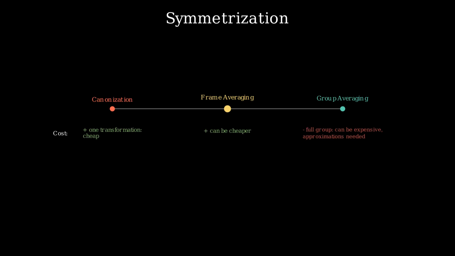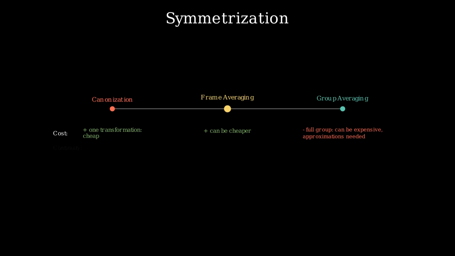Now let's put all 3 approaches on a single spectrum and compare them on cost and continuity. Starting with cost, canonization is cheap. It picks a single transformation. Frame averaging can be cheaper than full group averaging when the frame is small. Group averaging over the full group can be expensive or require approximations.